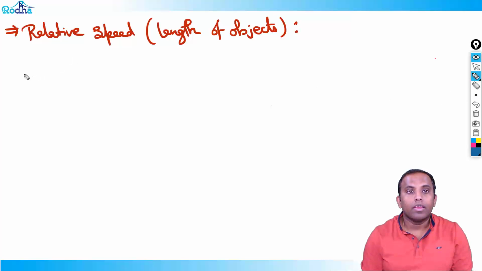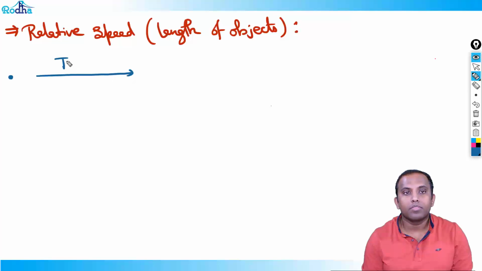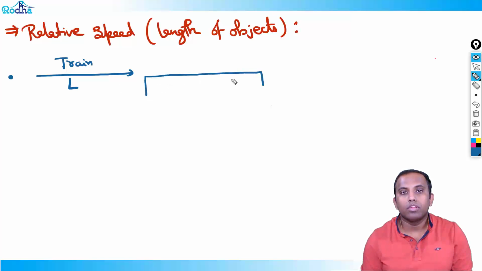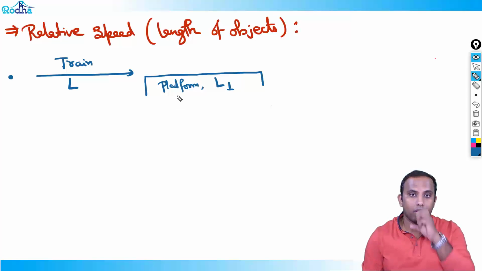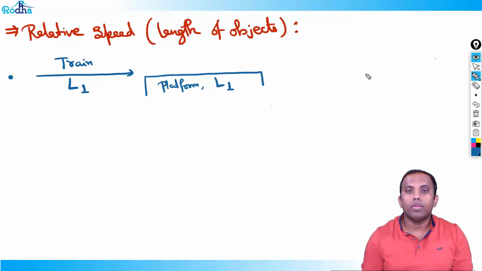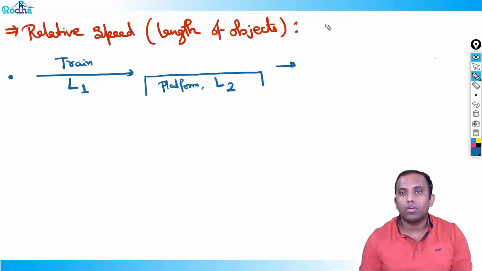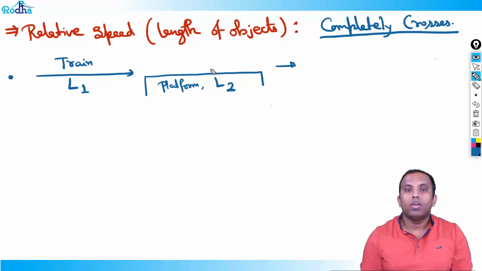Okay, when there's a platform here, the cases I'll discuss. First case, when a train of length L1 is trying to cross a platform of length L2. So let's say train length is L1 and platform length is L2. When the train completely crosses the platform, what is the distance covered?